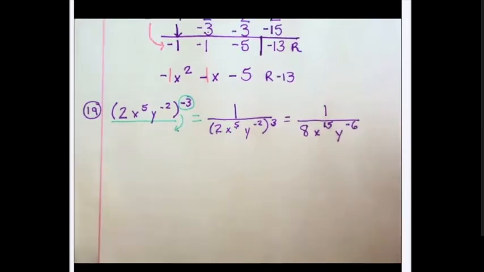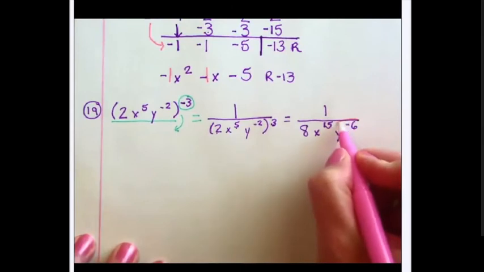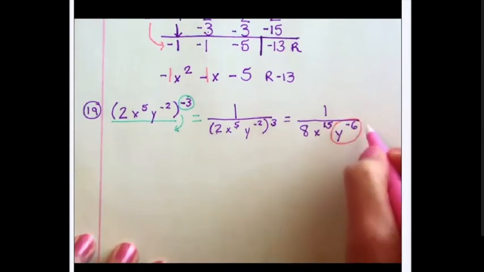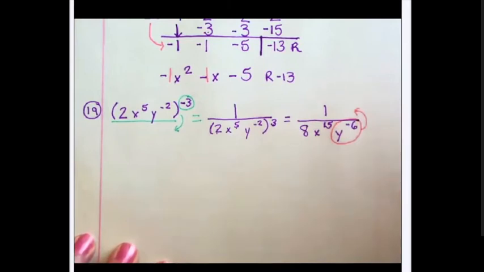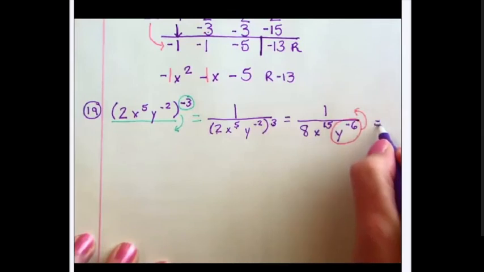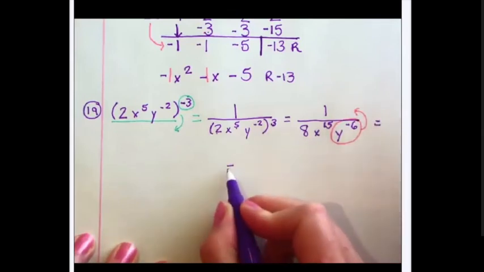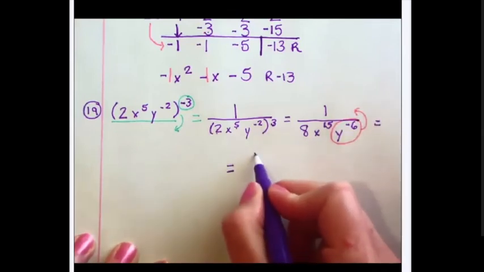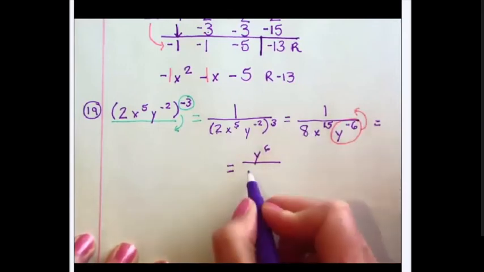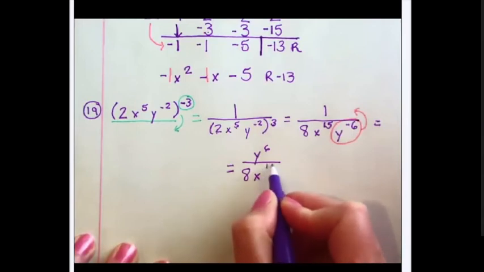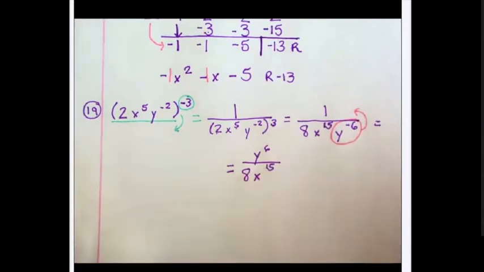So remember, we don't want any negative exponents in our final answer. So the only thing we need to do to fix this is move whatever piece of it is negative across the fraction bar. So I'm going to move that y to the negative 6 up to the top. I'm going to write my answer down here actually so we can see it. y to the positive 6, once it moves across, it changes signs, over 8x to the positive 15.